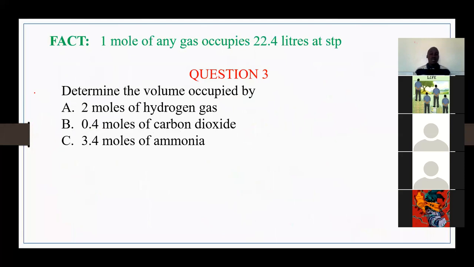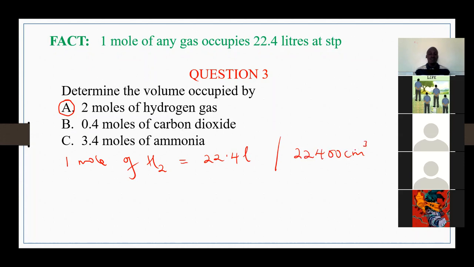Now, when you look at our first slide, we said that 1 mole of any gas will always occupy a certain volume. 1 mole of any gas occupies 22.4 liters at STP. You remember that assumption? So in question 3, we are going to find the volume occupied by a certain number of moles of the following gases. I'm going to do part A, you do B and C. 1 mole of hydrogen gas is equal to 22.4 liters.